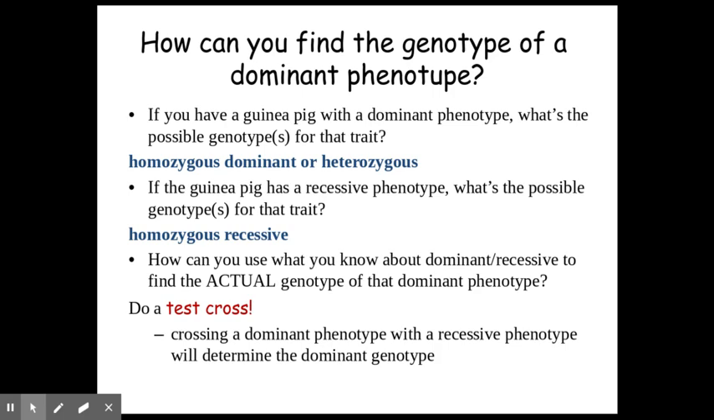So how can you use what you know about dominant and recessive to find the actual genotypes of the dominant phenotype? You do a test cross. So crossing a dominant phenotype with a recessive phenotype will determine the dominant genotype. So what you're trying to do with a test cross is find out, is it big letter, big letter, or big letter, little letter?